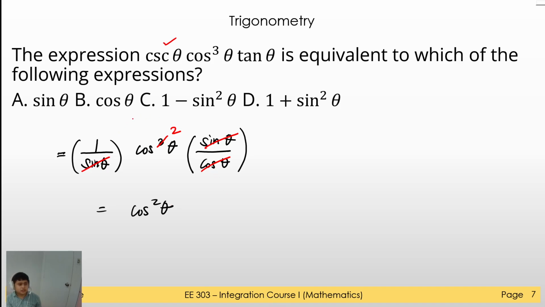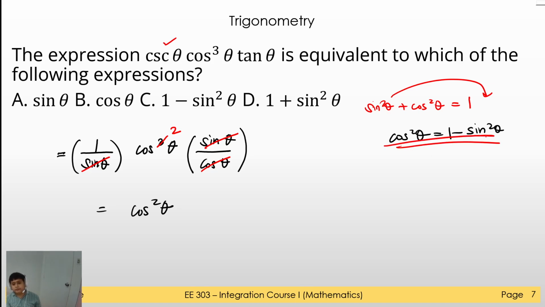Now, what is the trigonometric identity that we should use, since this is not yet present here? One of the Pythagorean identities that we should remember is that sine squared theta plus cosine squared theta is equal to 1. So if we want to solve for cosine squared theta, we can transpose this to the other side. So cosine squared theta is equal to 1 minus sine squared theta. Therefore, this will be your answer, 1 minus sine squared theta. So this will be letter C.